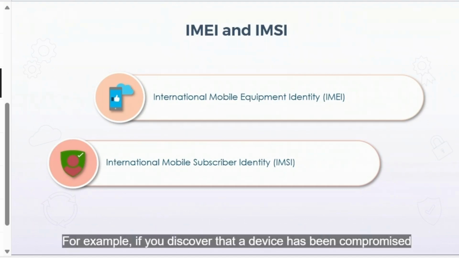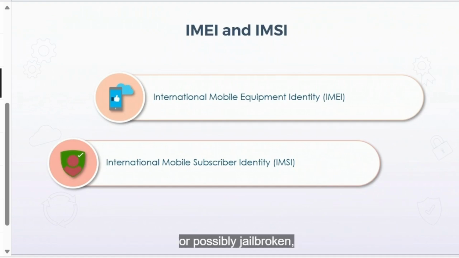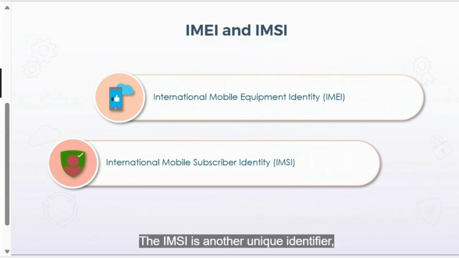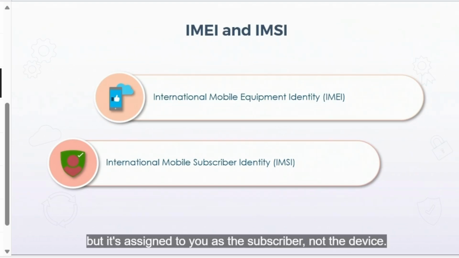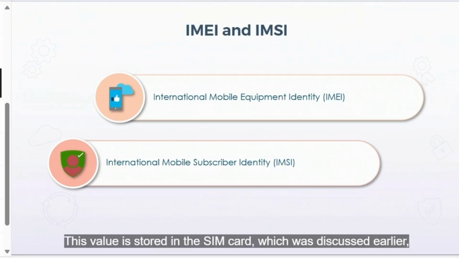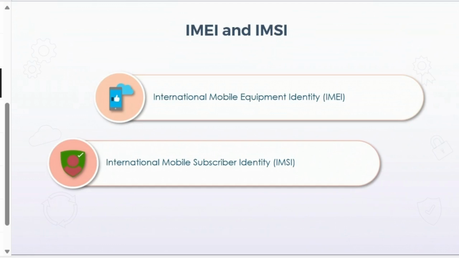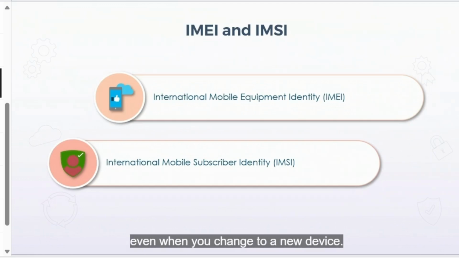For example, if you discover that a device has been compromised or possibly jailbroken, as the provider, you could block that device from accessing the network based on its IMEI value, regardless of which user currently owns that device. The IMSI is another unique identifier, but it's assigned to you as the subscriber, not the device. This value is stored in the SIM card, which was discussed earlier, and is therefore portable among different devices. But this allows the provider to still allow you to access their network even when you change to a new device.